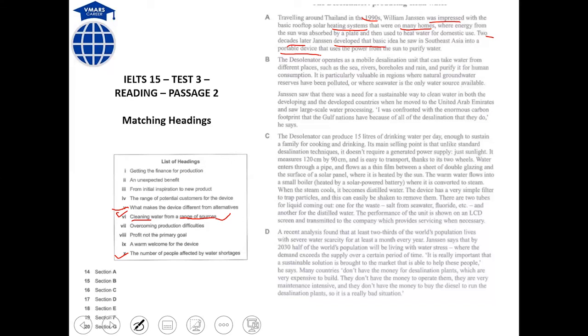So, the right answer is, again, go with each heading. No mention about finance, unexpected benefit, no. Initial product to new product. This is the right heading. Why initial? Because here they were referring to 1990, his visit in Thailand, and new product is his device. So this is how you can use the first two and the last two lines.